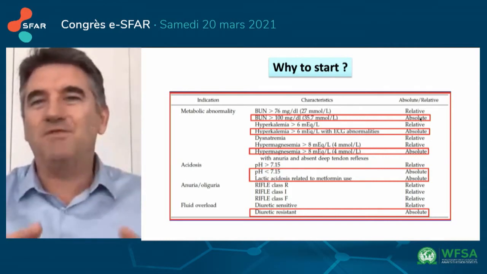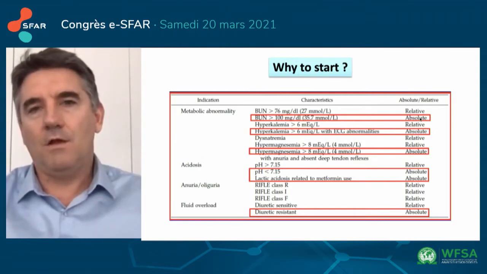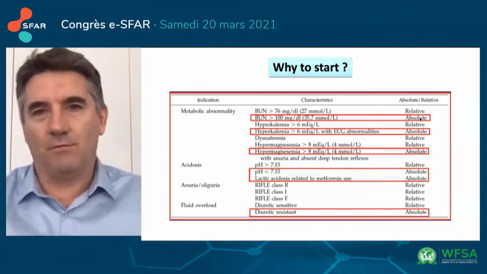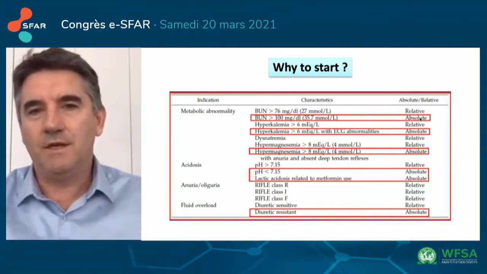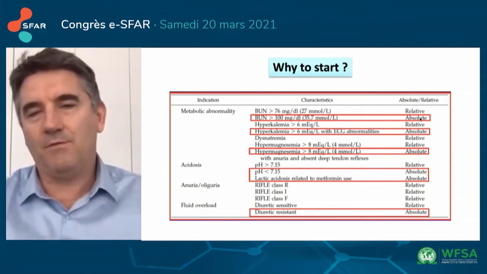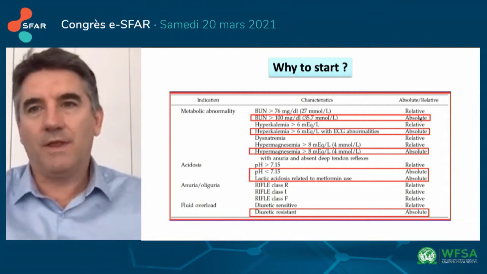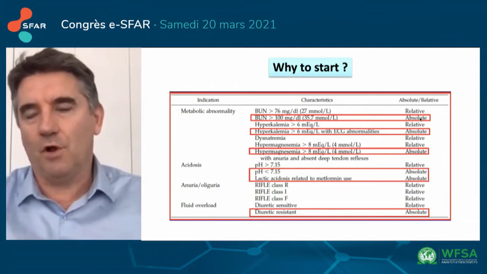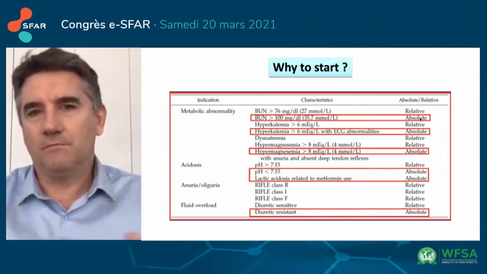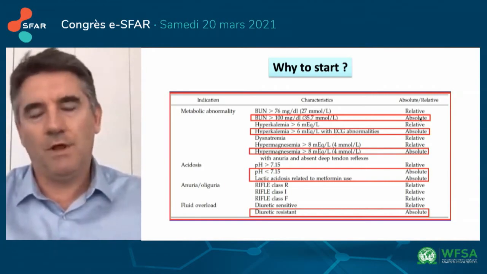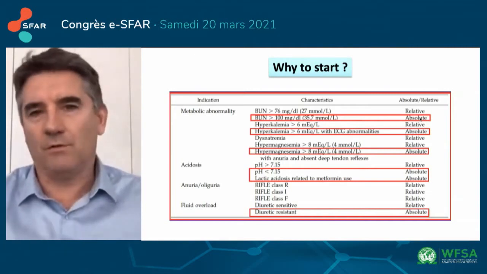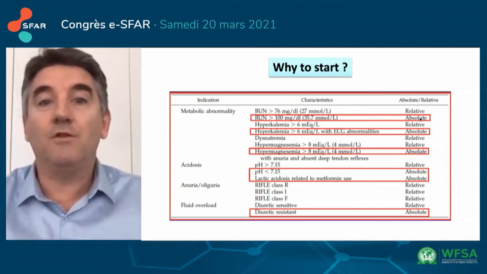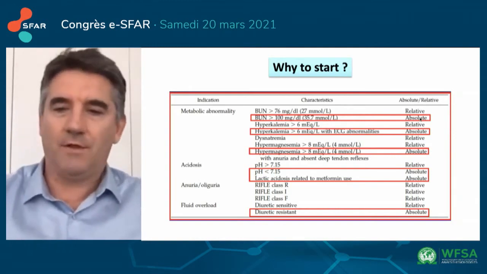But some of these absolute indications are debatable, because probably we can treat acidosis or hyperkalemia with other therapeutics than only renal replacement therapy. And for metabolic acidosis, we have to focus on the anion gap to be sure that the metabolic acidosis is more due to the renal impairment than to indosable anions like lactate, acetate, or ketosis, because in this case we cannot remove these anions with renal replacement therapy.